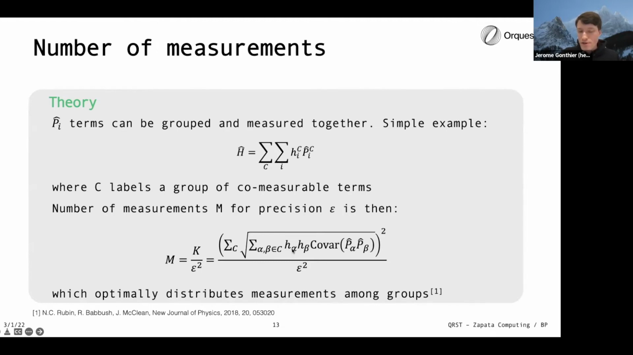And K can be expressed as this sum here that contains the coefficients of the Pauli strings and then the covariance between Pauli strings in the same group. So Pauli strings in the same group are measured at the same time, and that's why we need to include their covariance here. This expression actually optimally distributes the number of measurements among different groups. So we don't need to worry about that. In that case, we can obtain this expression by just writing down the optimization problem, and it has an analytical solution, as was shown by Nick Robin in this paper. So that's what we can use to estimate the number of measurements. Then the question is, how do we estimate K?